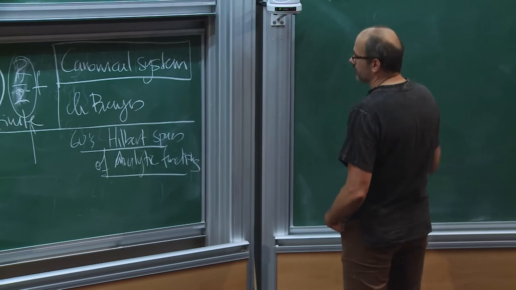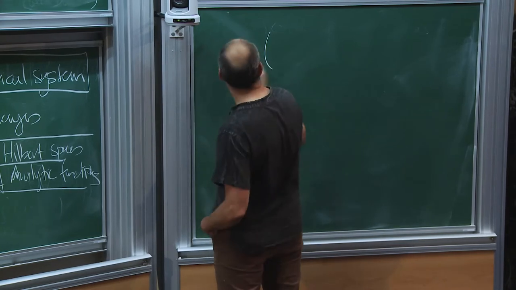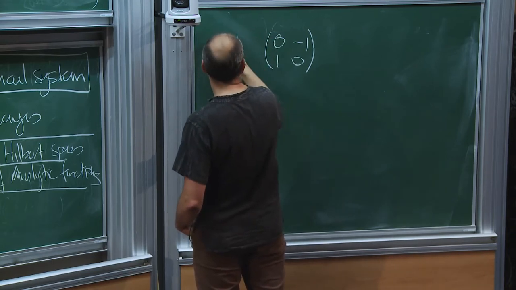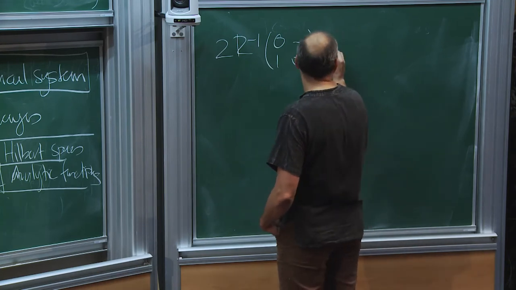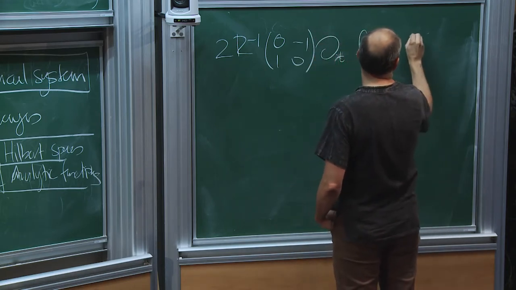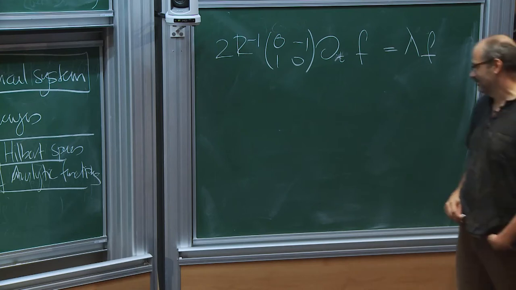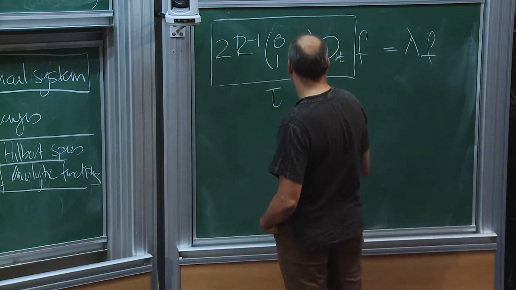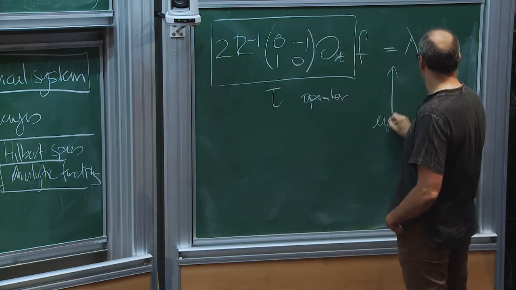So let's see, what do I do? So take the inverse of this matrix, which is 0, minus 1, 1, 0, right? And then you take the inverse of R over 2, so you get 2 R inverse. And I write del t, F equals lambda F. This is what I got from here. So what is this? So this we can call tau. This is an operator. And this is the eigenvalue equation of the operator.